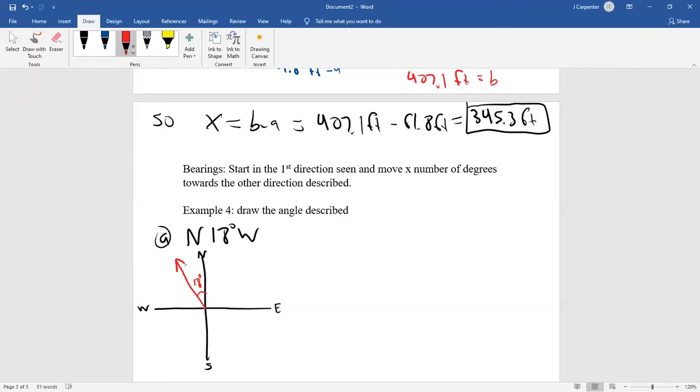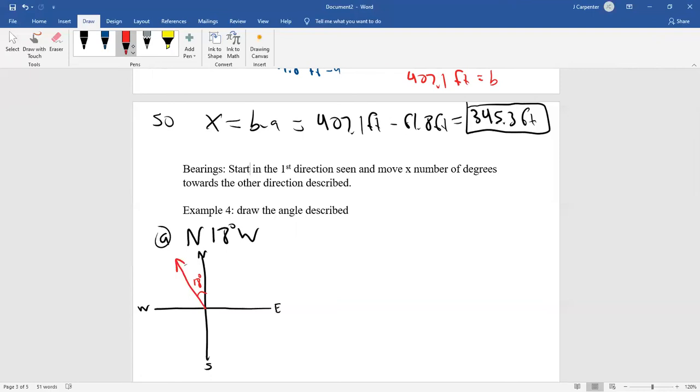Again, this is absolutely completely different from any way we've measured an angle ever in this course up until now. Bearings are completely different from traditional trigonometric angles. But in the real world, a lot of people talk about bearings, so it's an important thing to discuss.